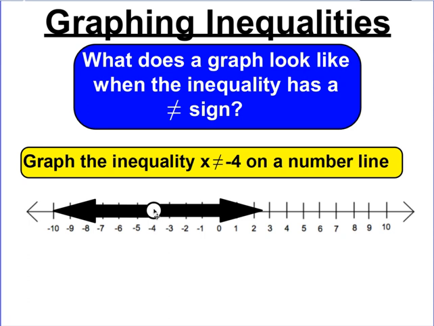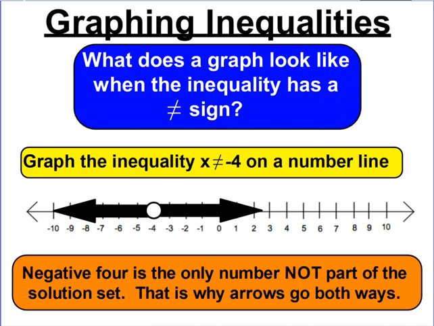It's the only number. Every other number is part of the solution set. So do not color in the circle when you're doing a not equal to sign, because the place where you put the circle is the only spot where you will not be including that number as part of the solution set. Okay? So -4, like I said, is the only number not part of the solution set, and arrows go both ways to show that all the other numbers are.